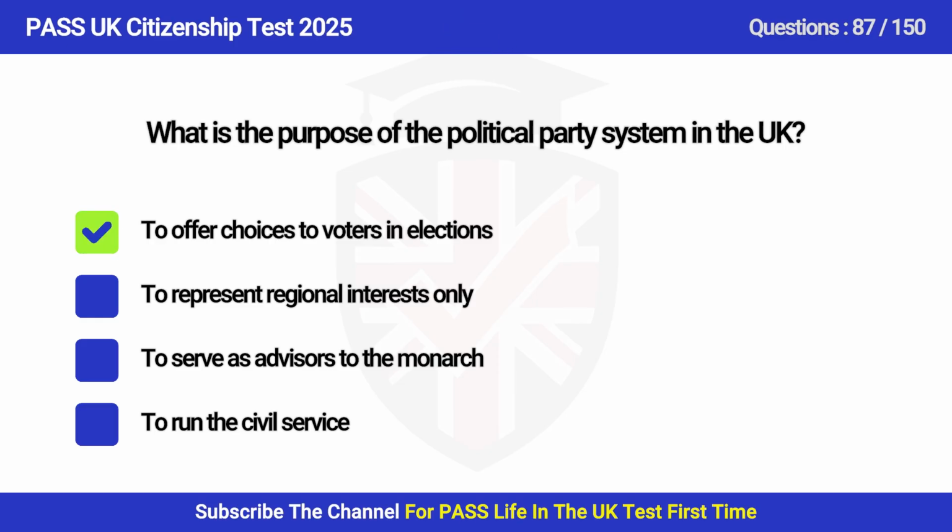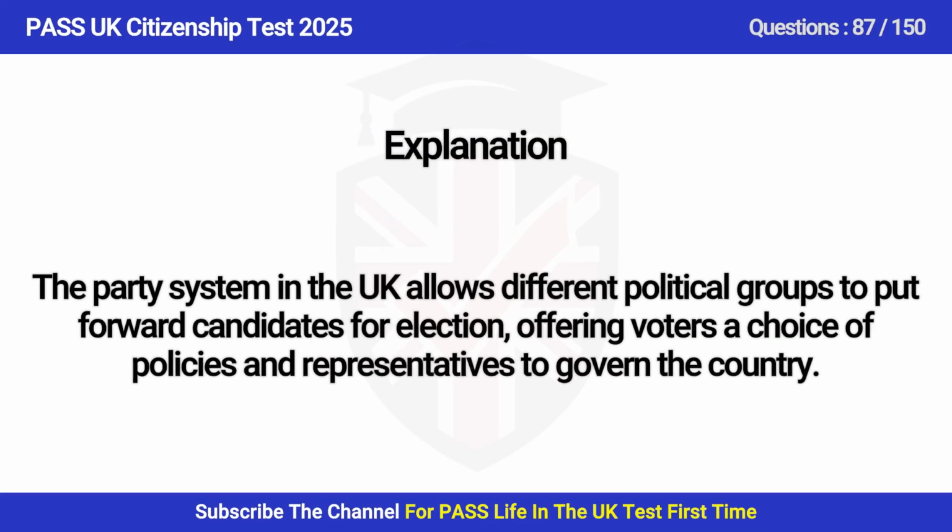Answer is A. To offer choices to voters in elections. The party system in the UK allows different political groups to put forward candidates for election, offering voters a choice of parties and representatives to govern the country.